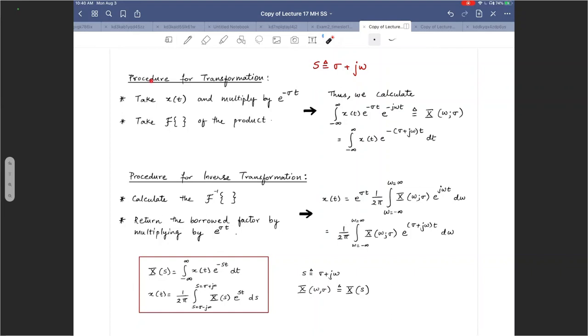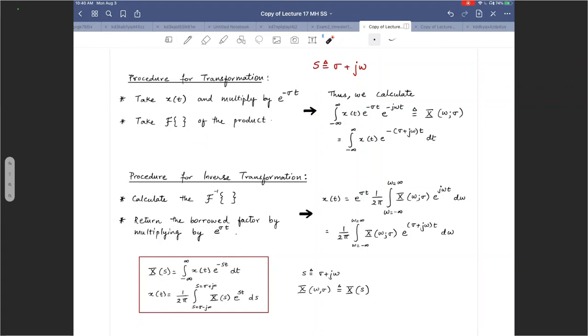So the procedure for transformation is to borrow, then take the Fourier transform. Then when you're doing the inverse transformation, you have to calculate the inverse Fourier transform and then return the borrowed factor in order to cancel out the first borrowing. So we are talking about multiplying the signal with that e to the negative sigma t, then finding out the Fourier transform. Those are the two steps listed over here.